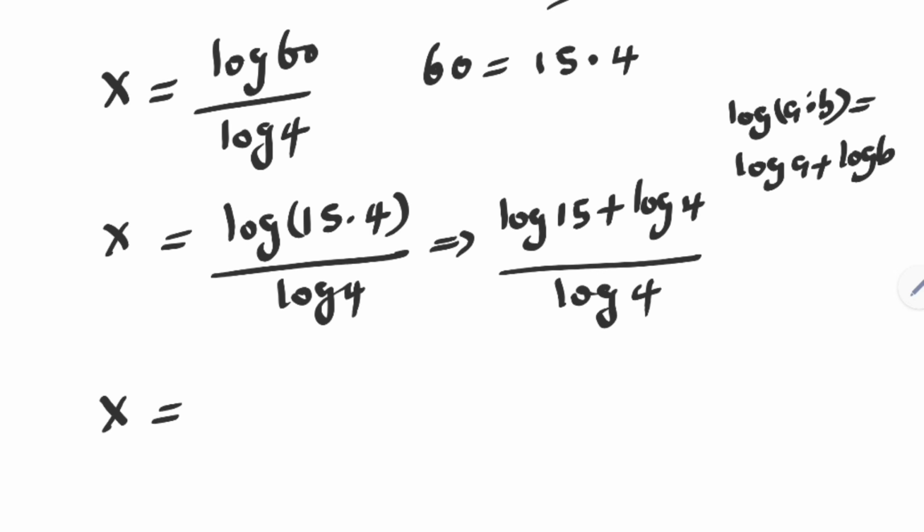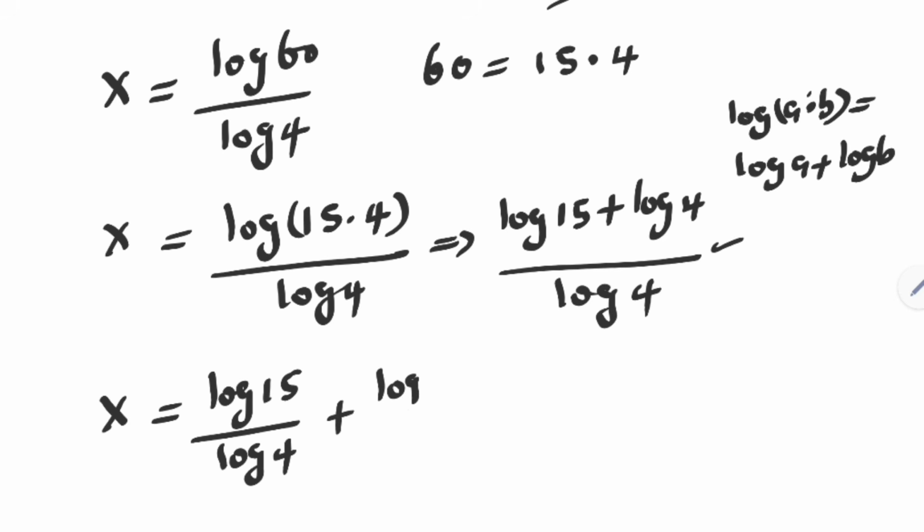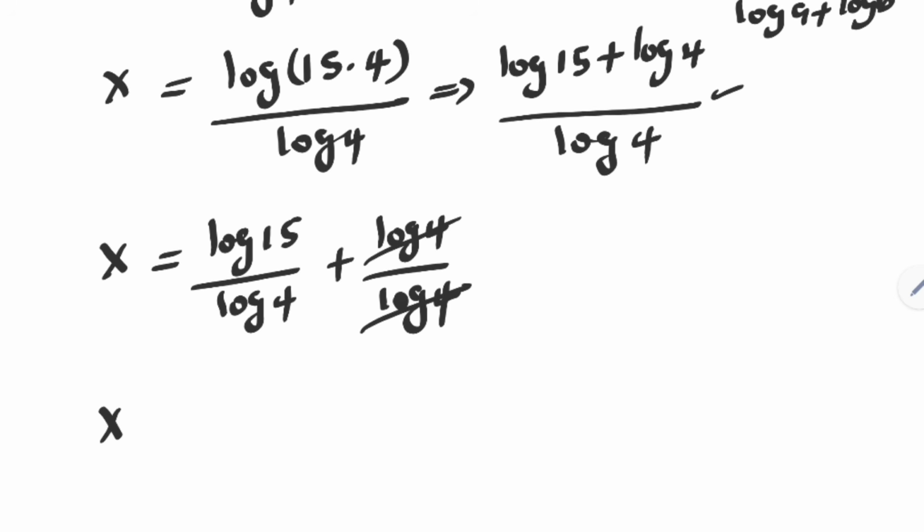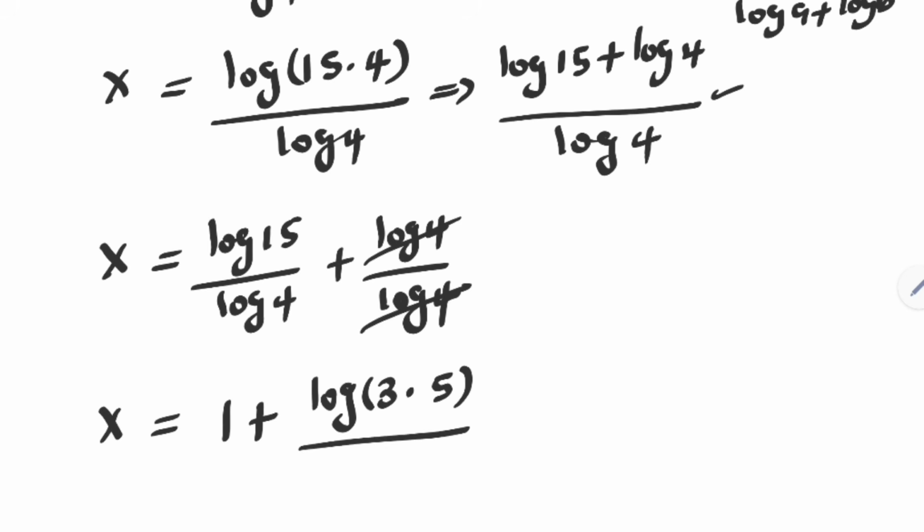x is equal to, if you split this, you have log 15 divided by log 4 plus log 4 divided by log 4. This cancels this. x is equal to 1 plus log 15, which can be written as log 3 multiplied by 5, divided by this log 4, which can be written as log 2 square.